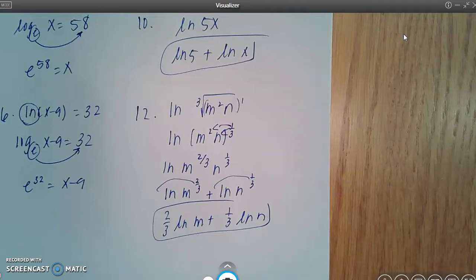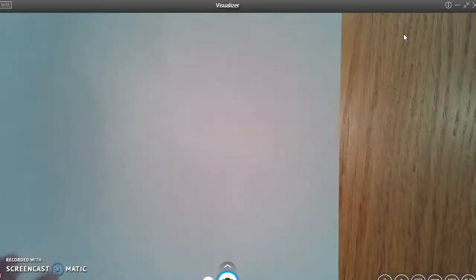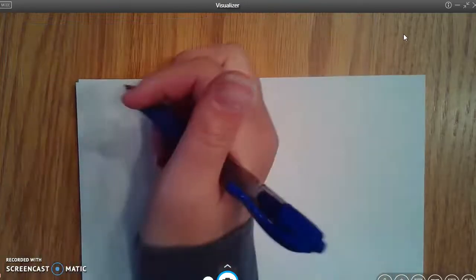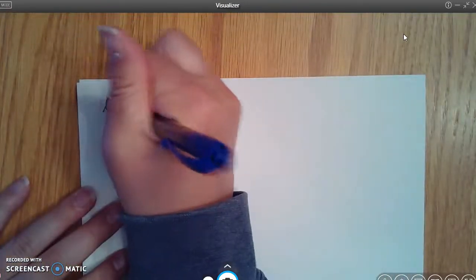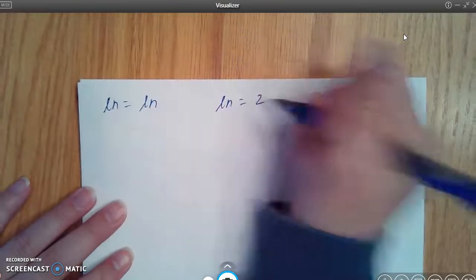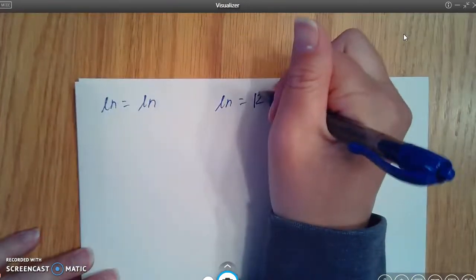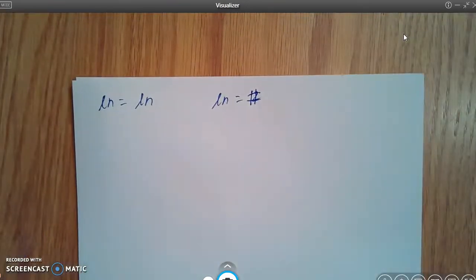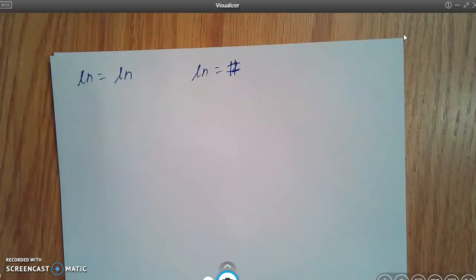Okay, from here on out, they want you to go through and solve. So for solving, you're going to follow the same general protocol. That means I need a natural log equal to a natural log, or I need a natural log equal to a number. It follows the same guidelines as we did with solving logarithms. You still need to check for extraneous solutions because you need to double check that it gives you a positive number.